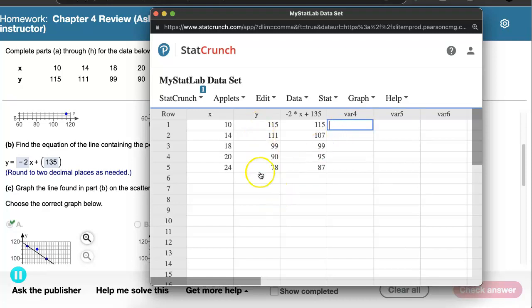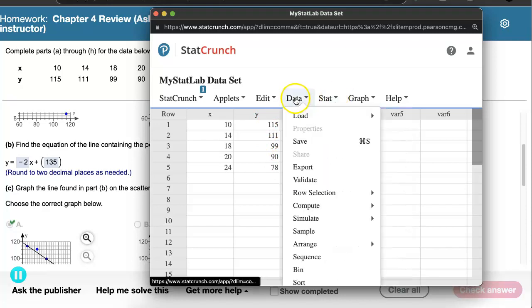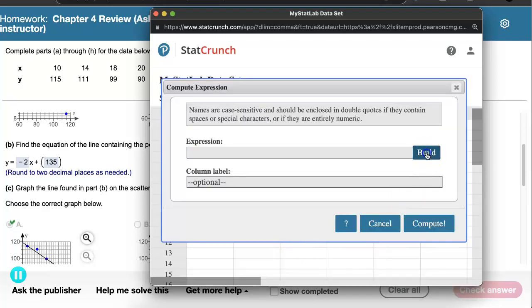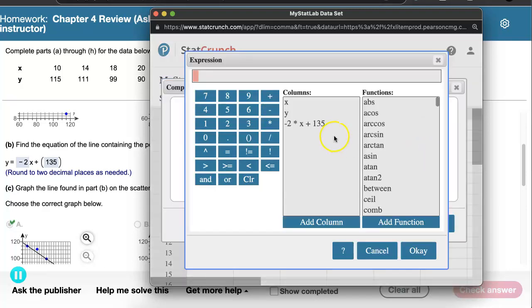Residuals are what actually happened in the data minus what was predicted to happen on the line. So what this next expression is going to do is subtract each of these. Okay, so let's go to Data and Compute Expression. This time I'm going to choose to build my expression.